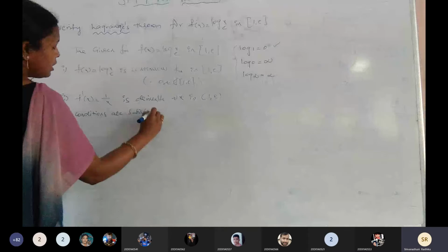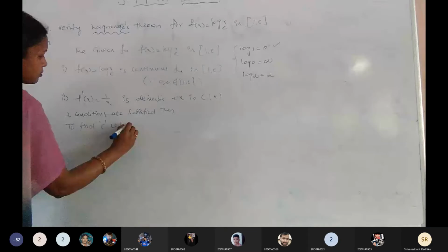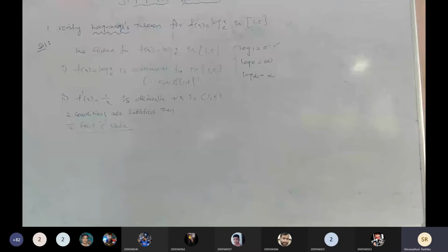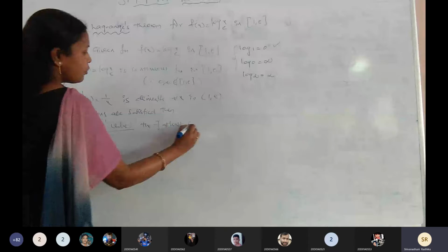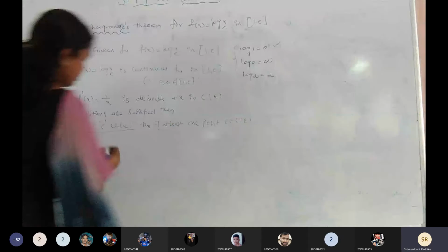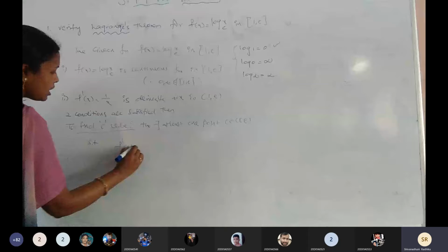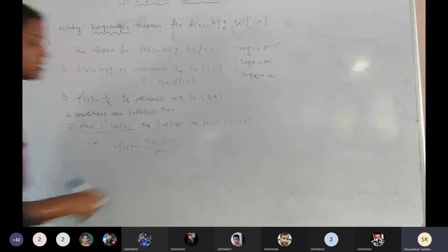Then, to find the c value. Is it clear? Now, what is the formula here? Then, there exists at least one point c belonging to the open interval (1, e) such that f dash of c equals f of b minus f of a by b minus a.